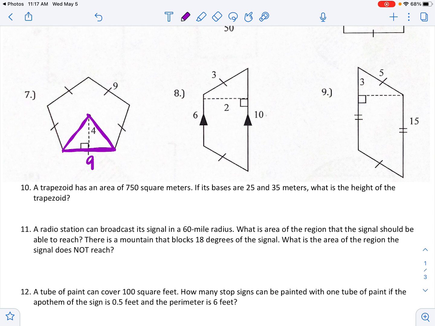To find the area of a triangle, it is 1/2 base times height. And the apothem is actually the height of that triangle. So it is 1/2 times 9 times 4. Half of 4 is 2. So the area is 2 times 9, which is 18. The area of one triangle. Then you've got to figure out how many total triangles you have and multiply this by the total number of triangles you have.